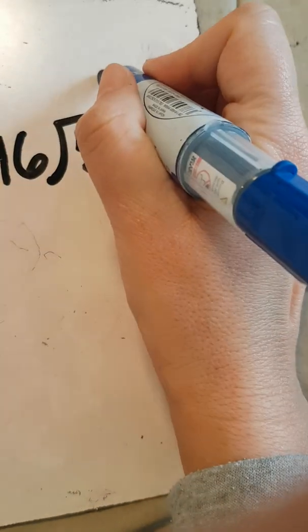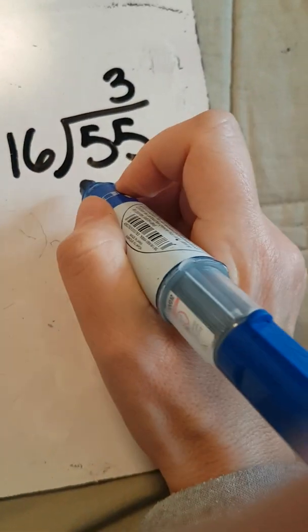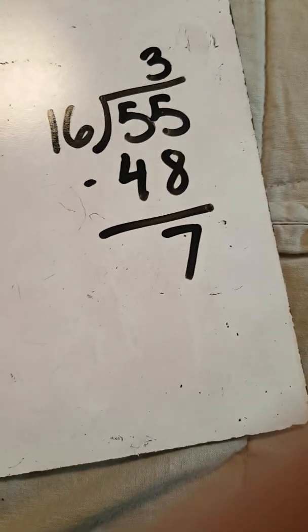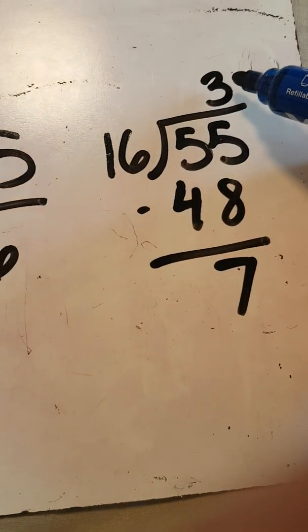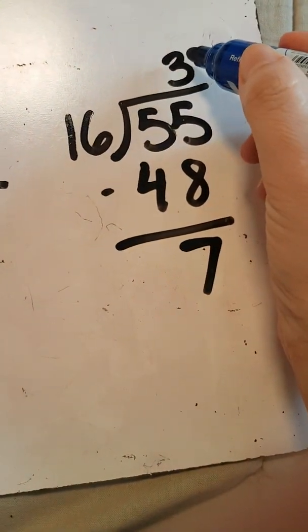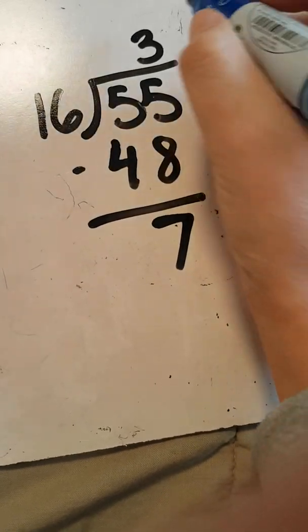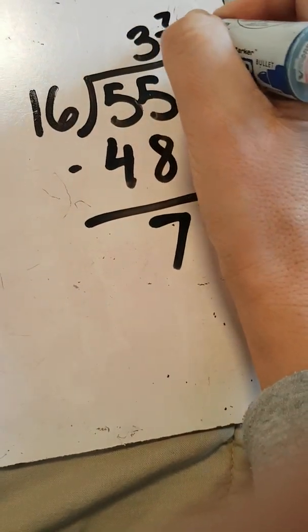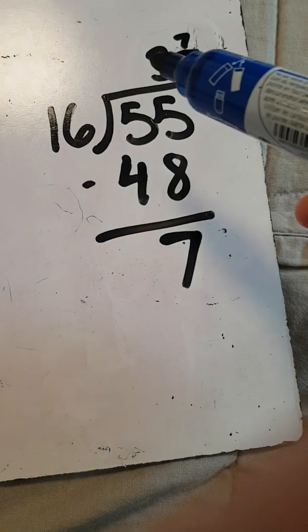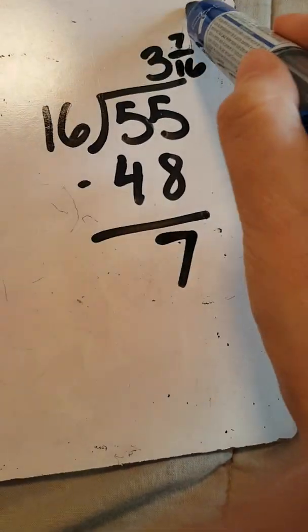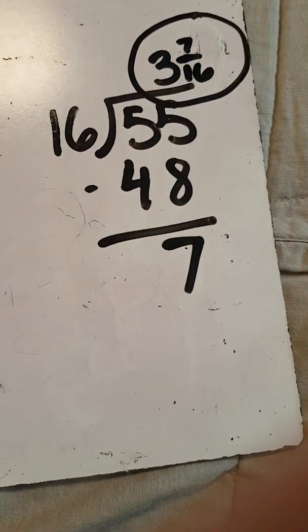16 can go into 55 3 times. 3 times 16 is 48 and 7. So remember, my answer is my whole number, and my remainder ends up being my numerator. So my answer is 3 7/16. I cannot simplify that, therefore that is my answer.